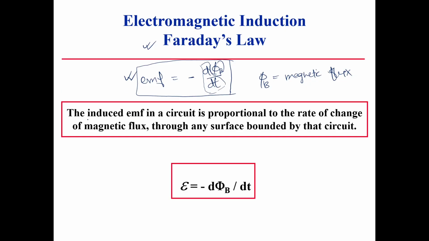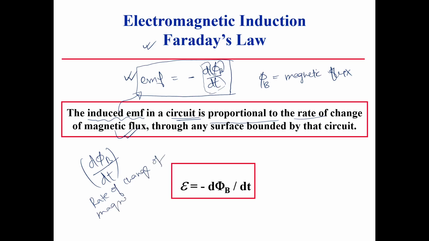What is that? The induced EMF. This is the induced EMF in a circuit. It will be produced in a circuit. We have already known that it is proportional to the rate of change of the magnetic flux. So the rate of change of magnetic flux is this thing. I can say, with respect to time.